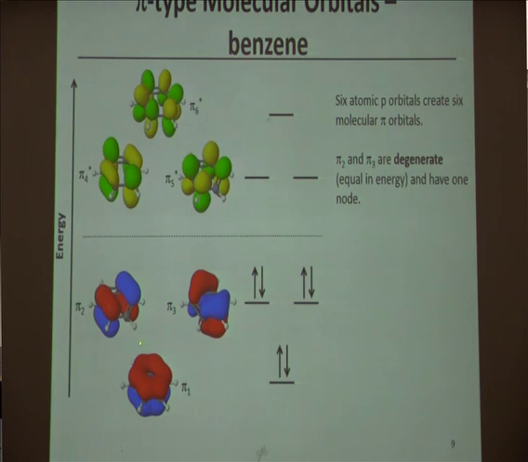For right now, we see that as we go from 0 nodes in the pi system, we still have that node in the plane of the molecule, but a completely bonded pi 1. So we go up in energy and increase the number of nodes. We get 1 node in pi 3.